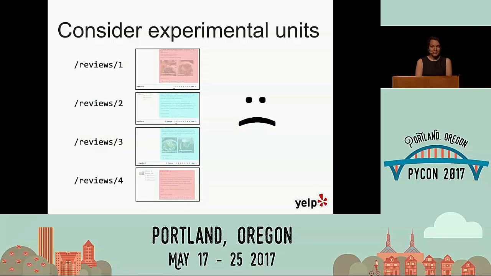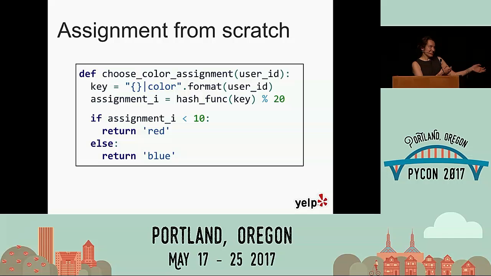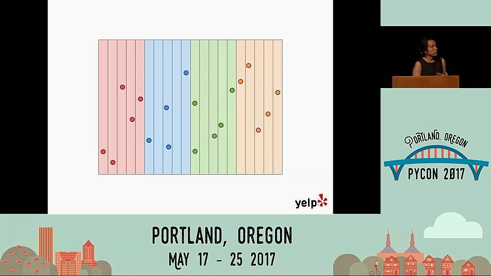To summarize, consider your experimental units, or else you could end up with poor user experience or broken metrics. Here, I showed how we could implement it in code. And then I showed that by implementing it in code, by following those rules, we could expand this to support different ways of running multiple experiments at a time.